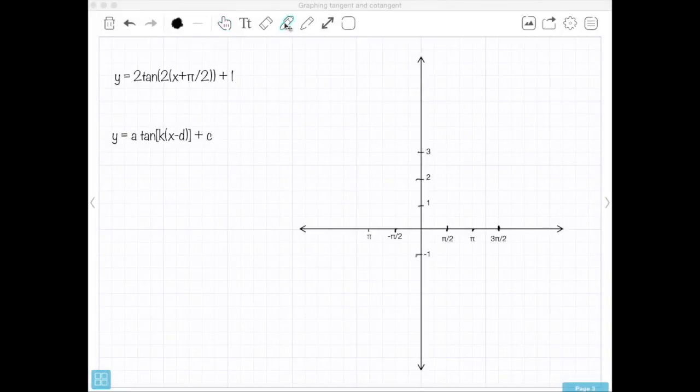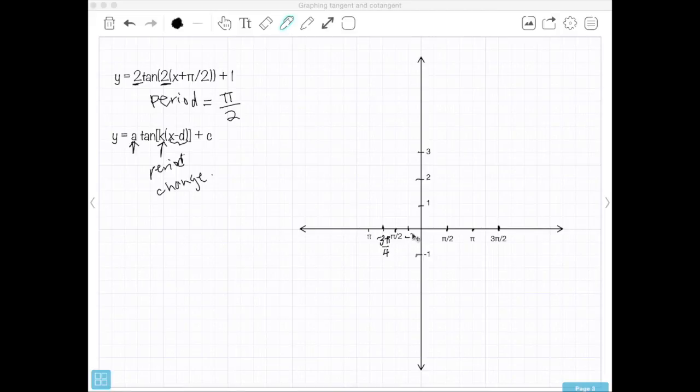Now, let's see how to apply transformations. In this general formula, A is the vertical stretch, D is phase shift, K is period change, and C is the vertical shift. In this equation, there is a vertical stretch of 2. The new period is pi over 2. We apply the phase shift of left pi over 2, and finally a vertical shift of up 1. Label your axis.